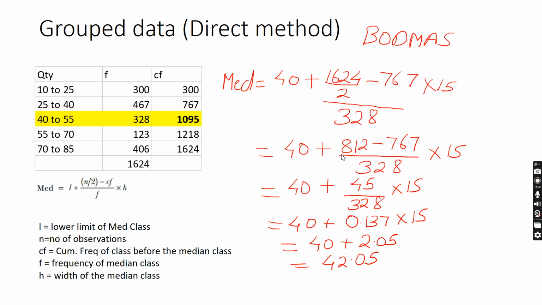I hope you have understood how to calculate the median for ungrouped data, odd observations, even observations, and finally for grouped data. This mentions the direct method. There is no indirect method for grouped data.